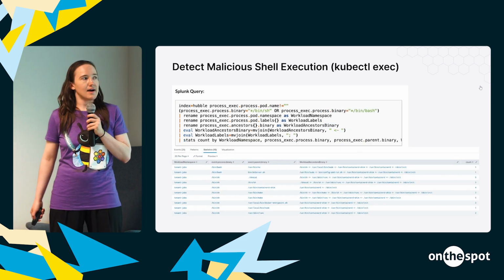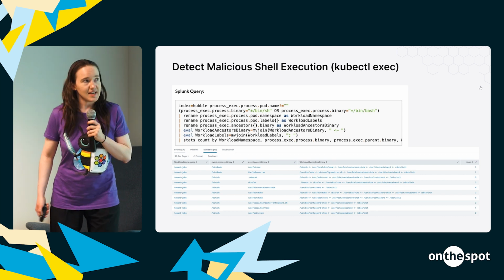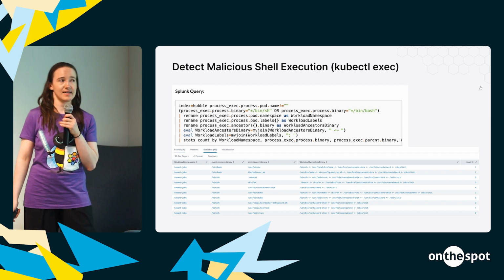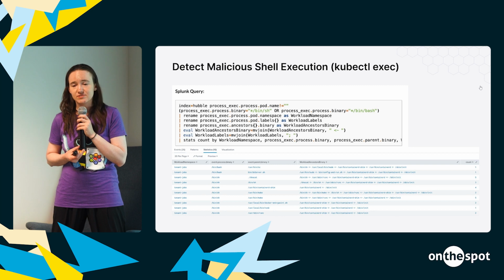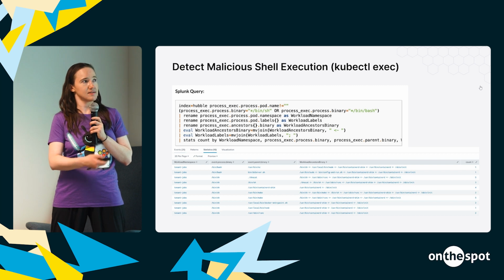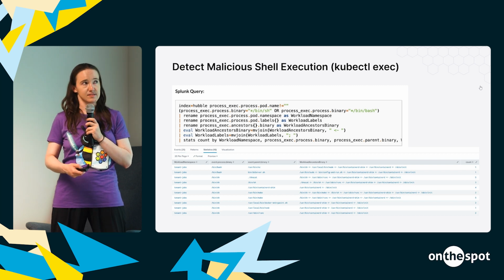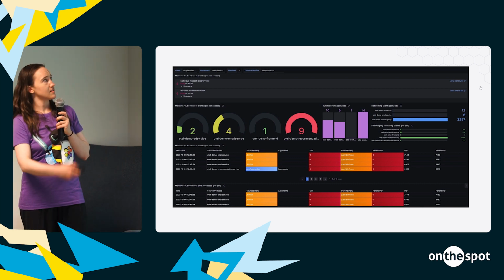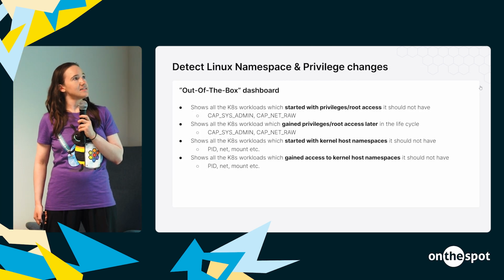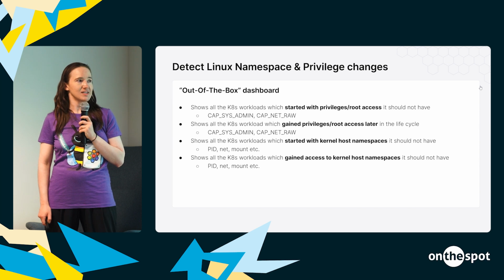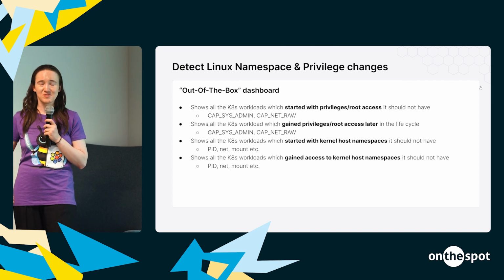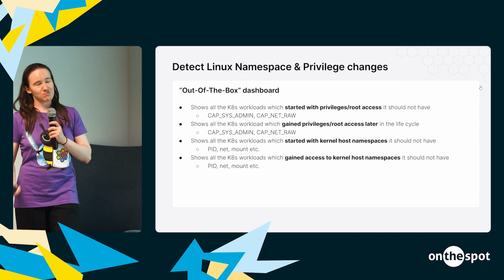Malicious shell executions. Shell executions are also part of many security attacks, and we can monitor malicious shell executions in a Kubernetes cluster using the binary stored in the Tetragon events. We developed a dashboard for this. So this is a Grafana dashboard showing malicious shell executions. And we are trying to take this out-of-the-box approach where you can just install the dashboard and it will work in all environments.